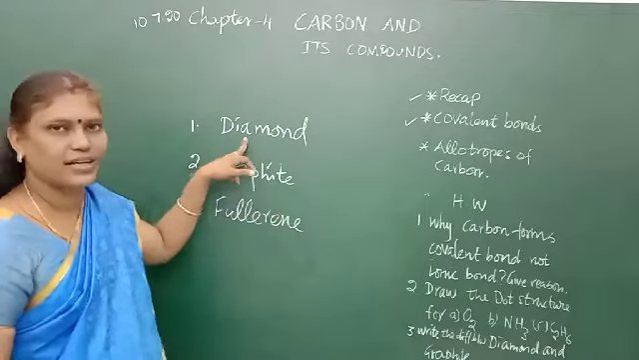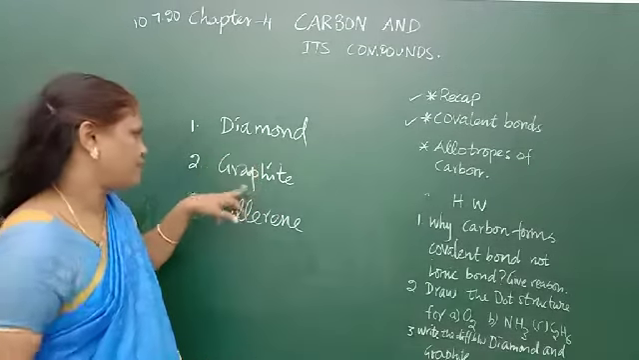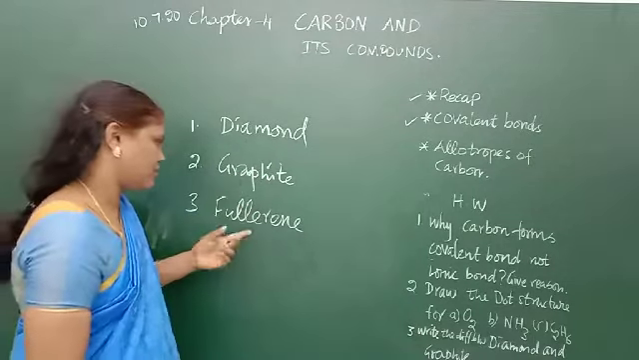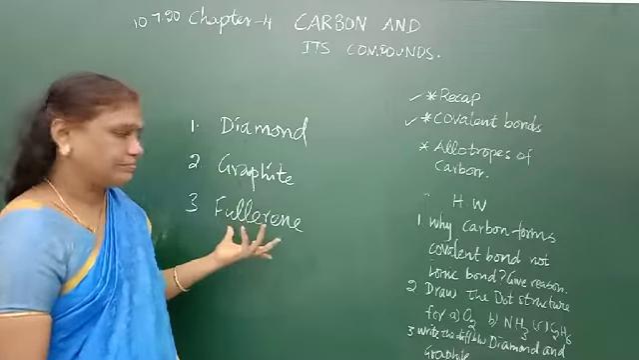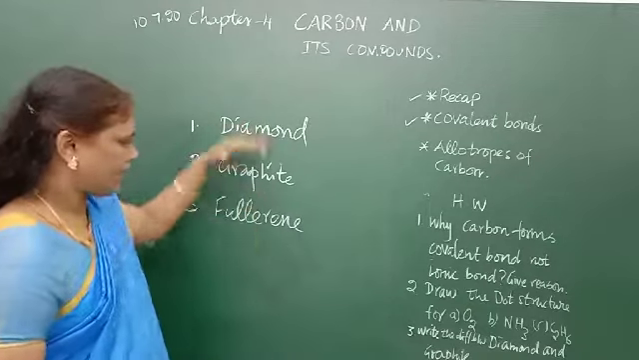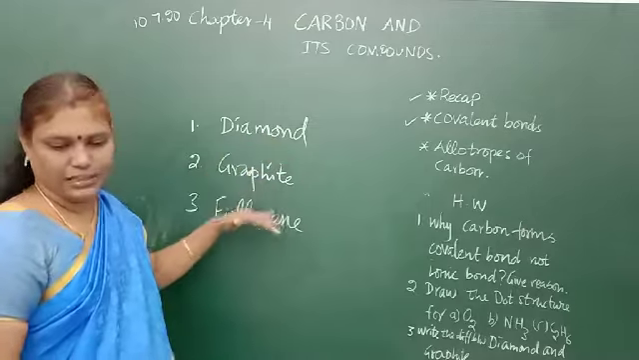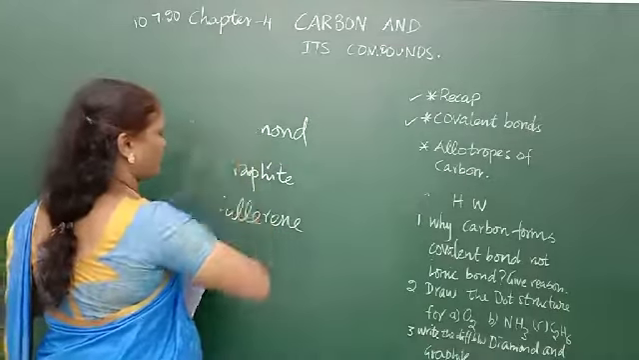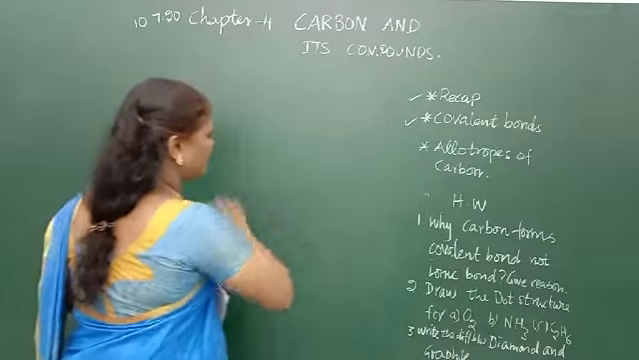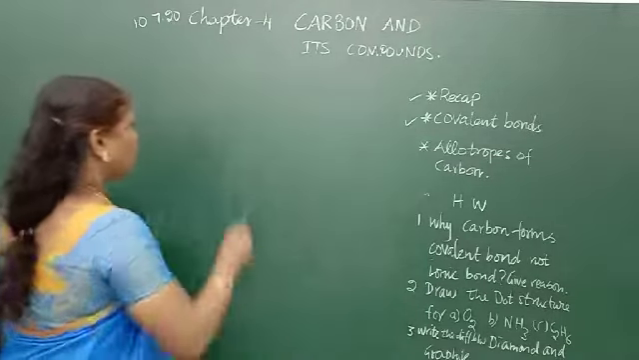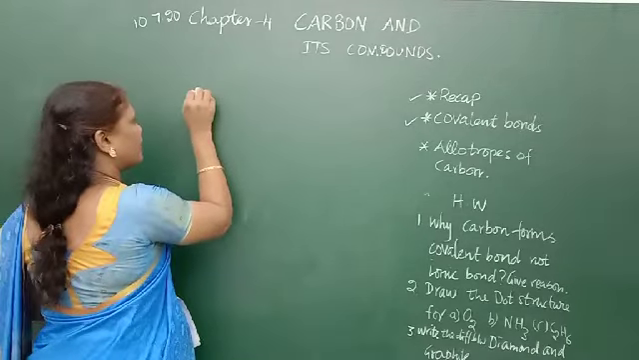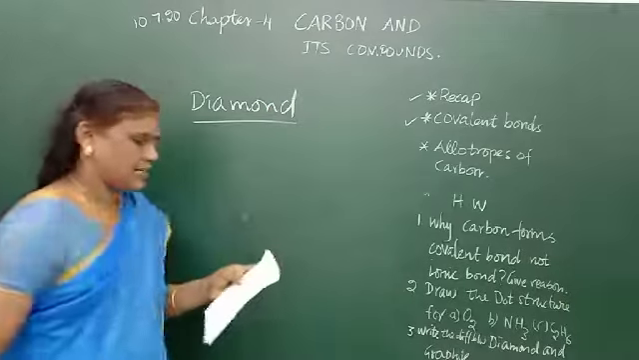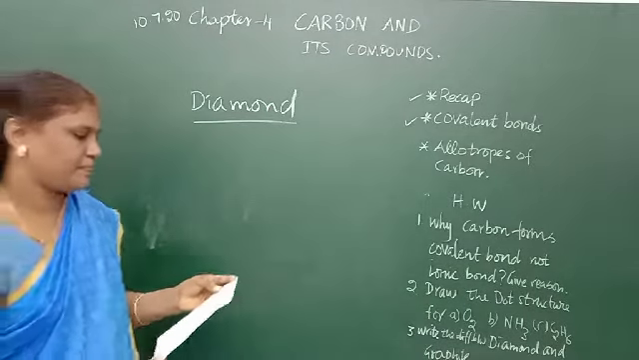When you see diamond, what is the color? It will be transparent white. Graphite is grayish black. Fullerene will also be a different color. So they have different properties, and we will be dealing with the differences between them. They differ in physical property. Now we are going to see the difference between diamond and graphite. First I will talk about diamond, and then we will see graphite.